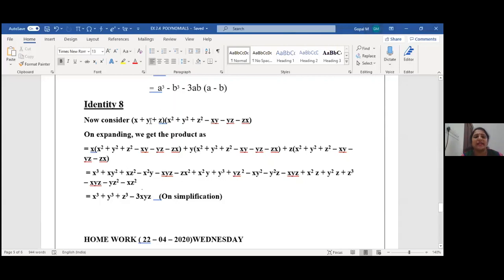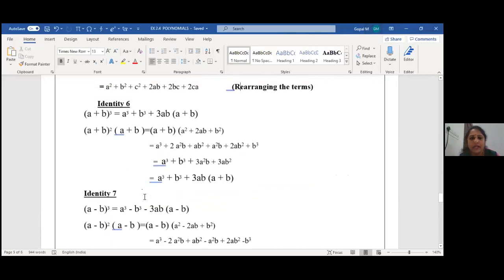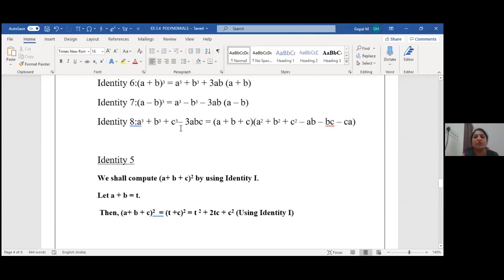So what is the 8th identity? x plus y plus z into x square plus y square plus z square minus xy minus yz minus zx is x cube plus y cube plus z cube minus 3xyz. But here I used xyz, whereas when I gave all the identities, I used a, b, c: a cube plus b cube plus c cube minus 3abc is equal to, I used abc, but in the explanation I've taken xyz. That doesn't matter. I've just used different variables. Am I clear, children?